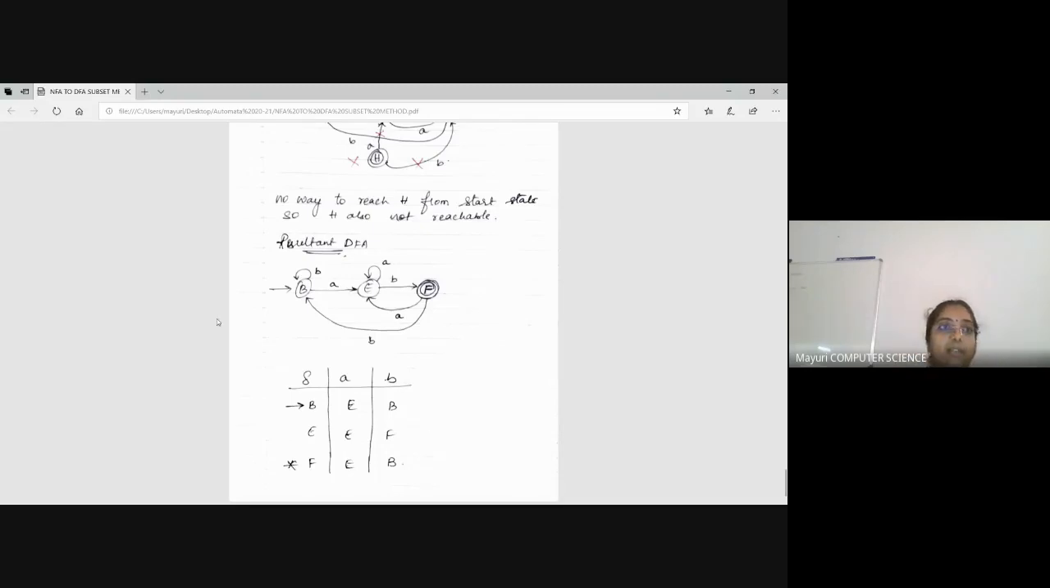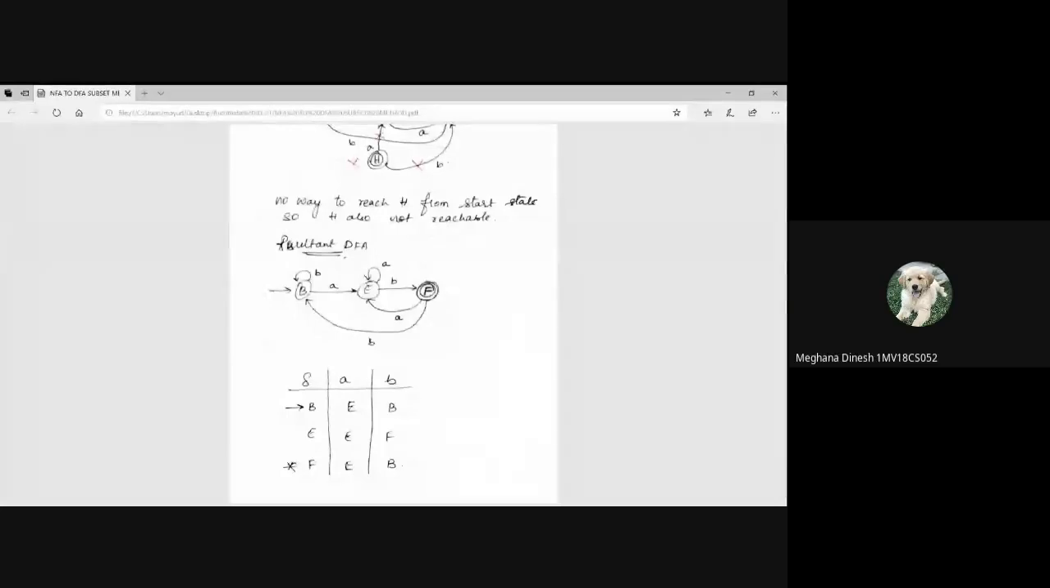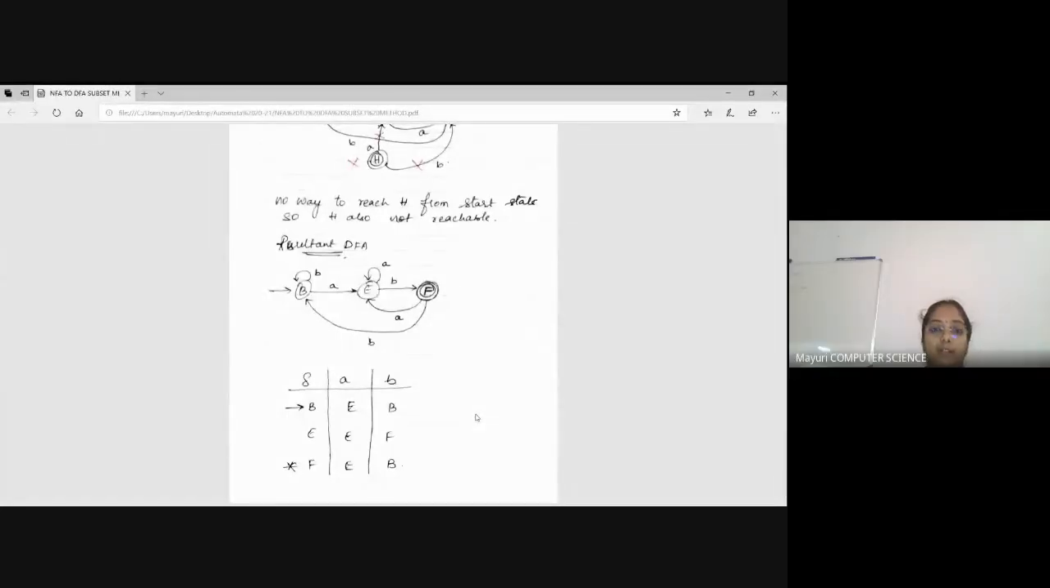Any doubts in this class? No, ma'am. Fine. Most of the time you may not get such a case, but better practice is always to try to remove your not reachable states. You need to identify them. That is the proper DFA.